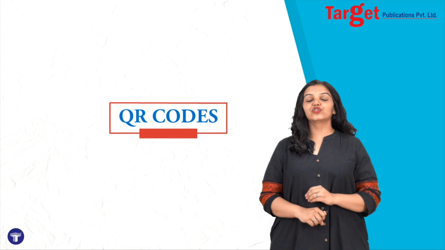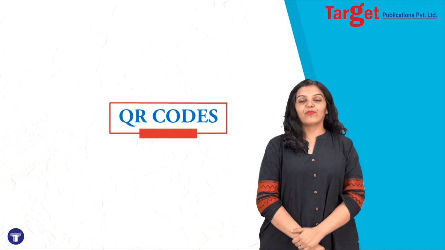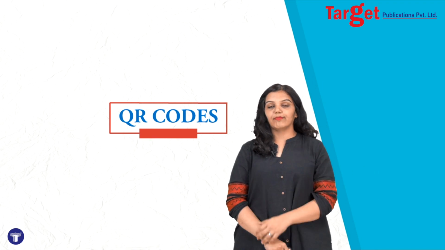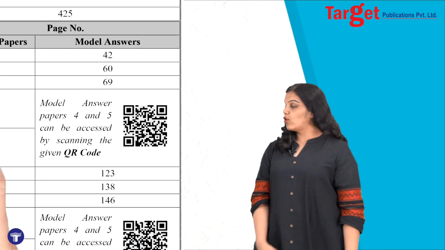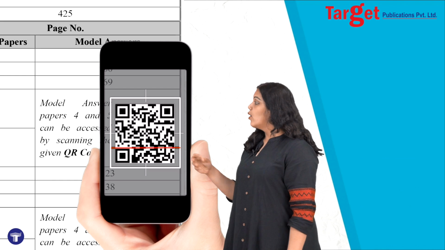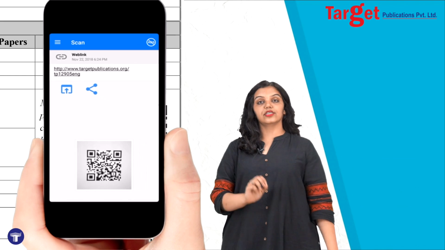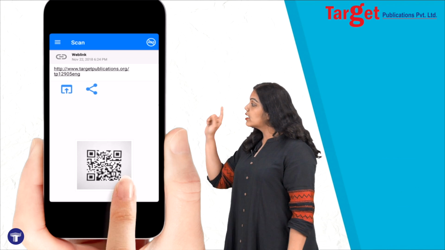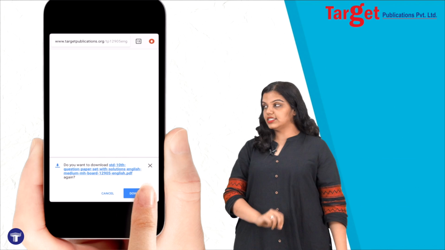Now finally, let me show you how to access the solutions to those 2 elusive model question papers that I was talking about earlier. You simply have to scan the QR code that is provided in the index of your book. You take your mobile phone, scan the QR code. Once you do this, you will be prompted to download the solutions from the website. You click on the website and this will prompt you to download these solutions.